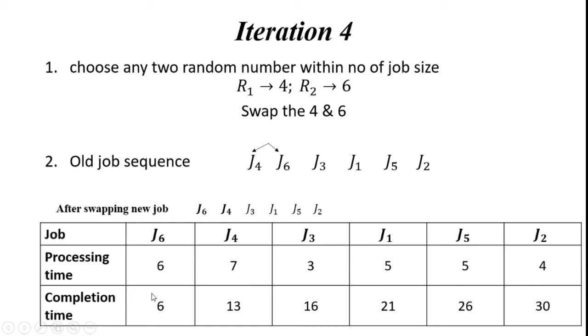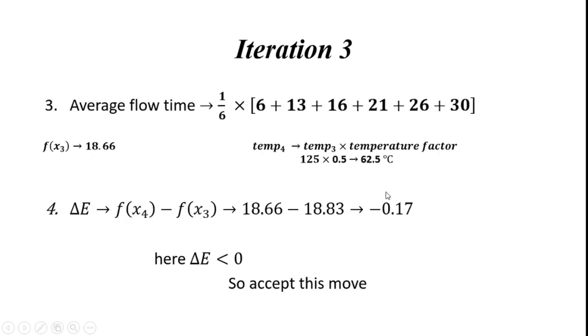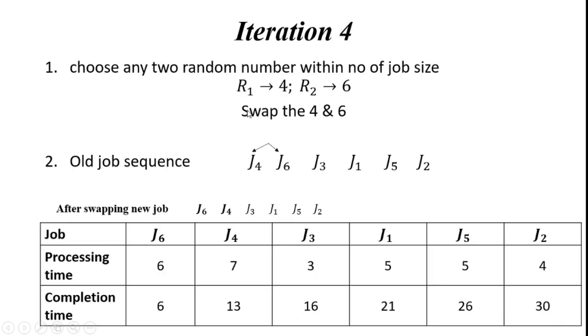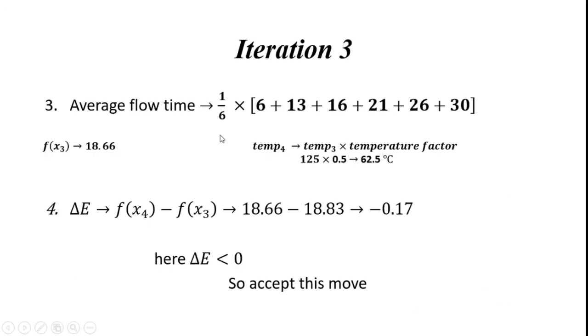I again calculate the completion time. The first job 6 is 6, and for job 4, 6 plus 7 gives 13, and 13 plus 3 is 16, 16 plus 5 is 21, and so on up to the 6th position, which is job 2. I got the total completion time as 30. Now I identify the average flow time, which is 1 by 6 into the completion times 6 plus 13 plus 16 plus 21 plus 26 plus 30. Likewise, I got f of x4 equal to 18.66.